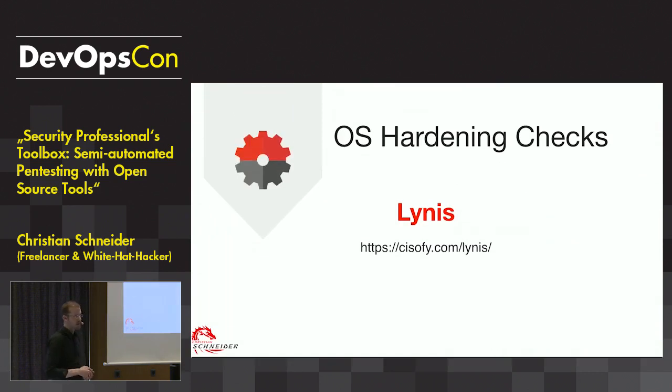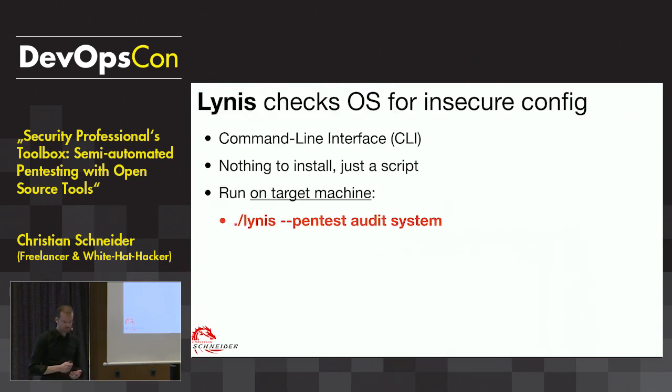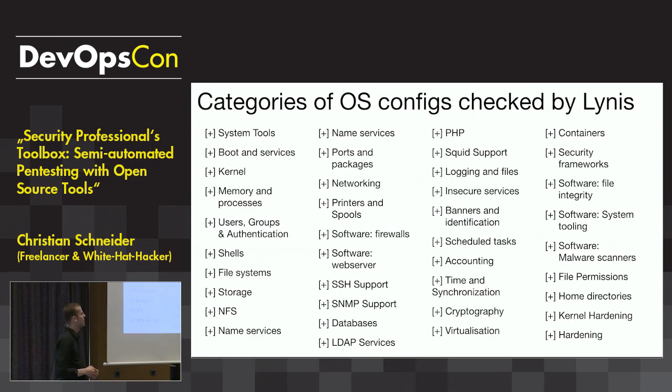The first of these two is Lynis. Lynis is a very nice tool. It's just a command line interface that you can run, with no need to install anything. You can just execute it with the audit system command. It will check for many, many things: system configuration, NFS, storage configuration, even printers, networking settings, obviously open ports, SSH configurations, any databases or LDAP servers running there. Even PHP configuration and proxy servers will be checked. These are all the categories, including file permissions, kernel hardening, hardening flags and stuff like that.